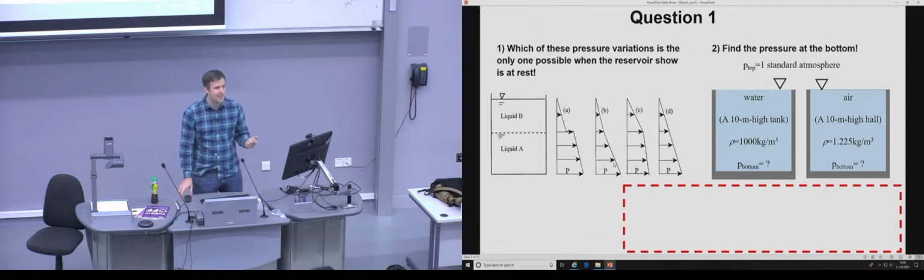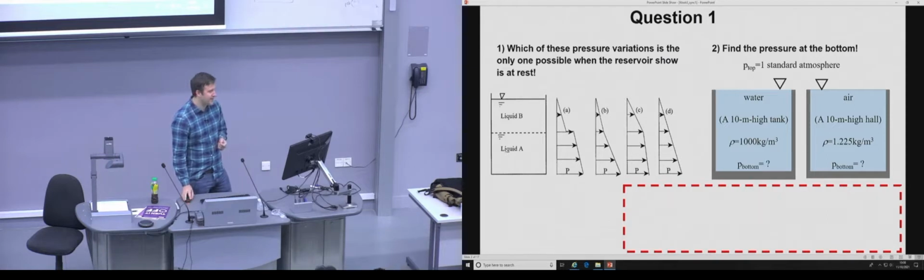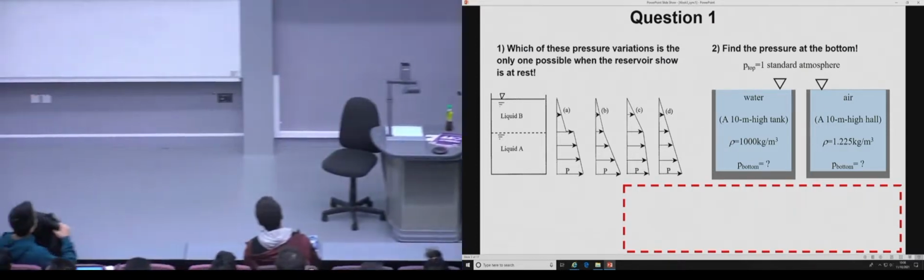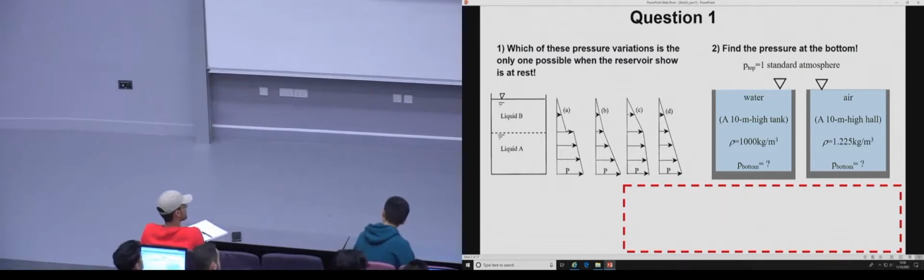I think in the comments on Piazza, some people were saying B, some people were disagreeing. Who wants to have a go at explaining what's going on here? Go on then. I'm one of the people who disagrees that it's D and thinks that A is complete utter nonsense, because it says that the reservoir shown is made up of two liquids, B and A.